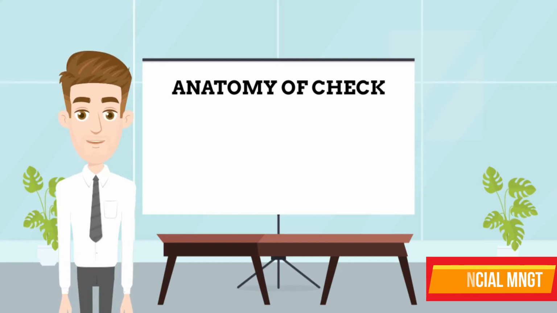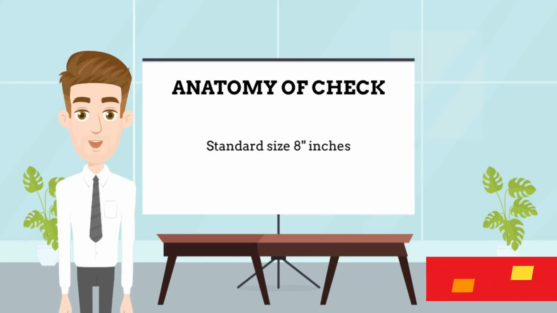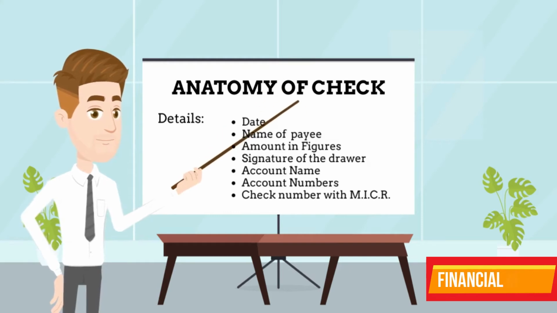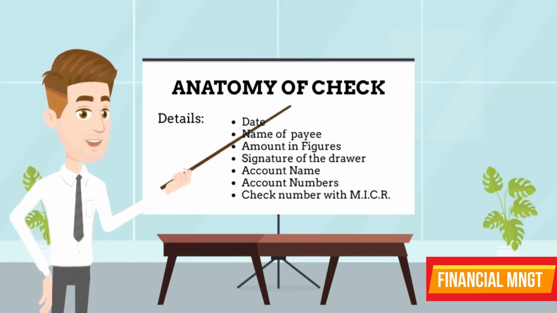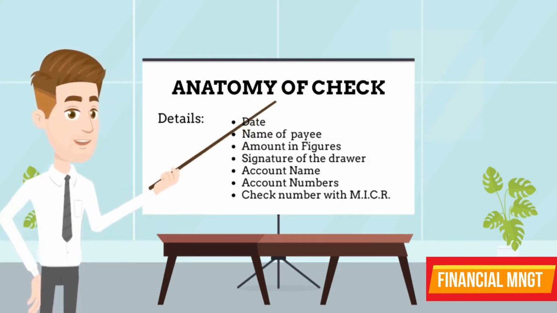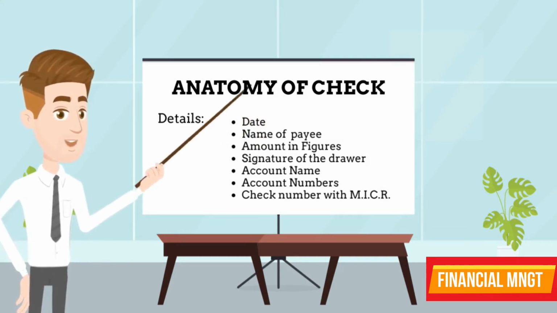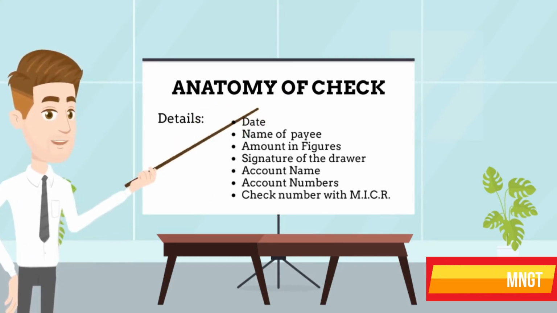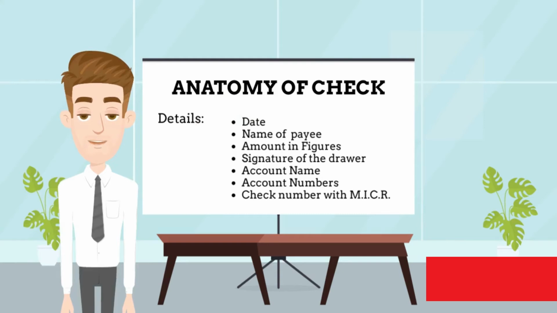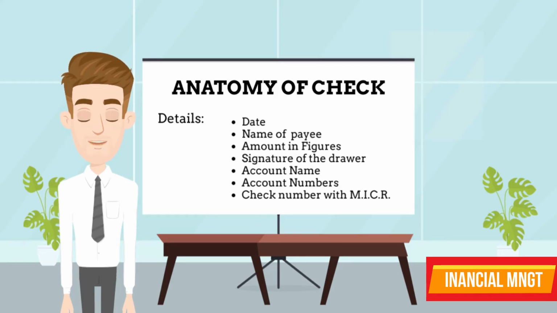First, let's talk about the anatomy of a check. The standard size of checks is 8 inches. And it should have the following details such as date, name of the payee, amount in figures, signature of the drawer, account name, account number, and check number, with magnetic ink character recognition, also known as MICR. Now, let me show you the different types of checks and what they look like.